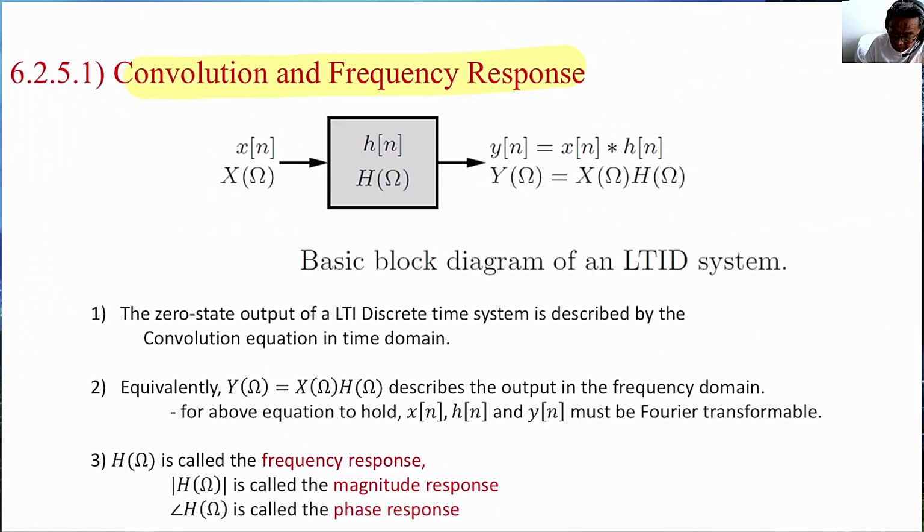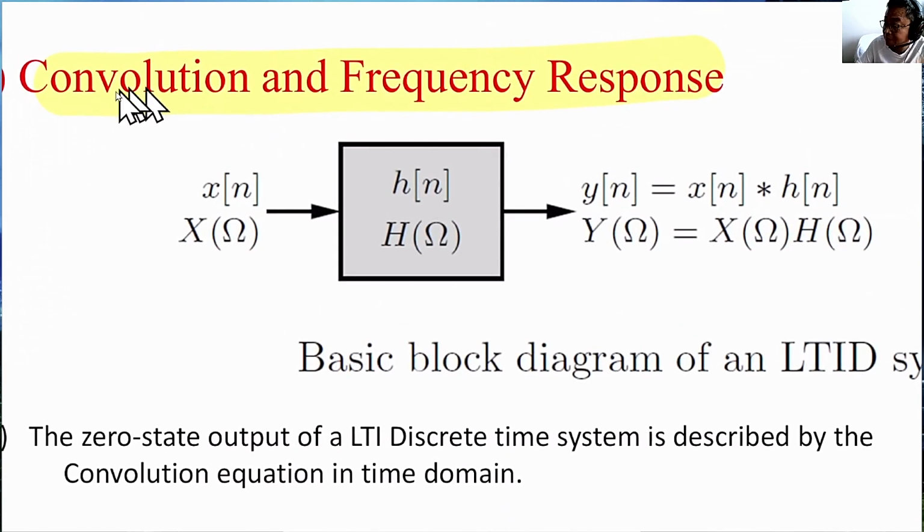This is 6.2.5.1. We are going to discuss the frequency response and the convolution equation. Let's recap first. x[n] is a discrete time signal, h[n] is the impulse response of an LTI system, and y[n] is the convolution of x[n] and h[n]. y[n] is the output of the system given x[n] and h[n].